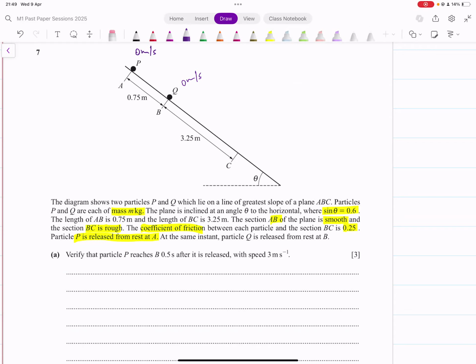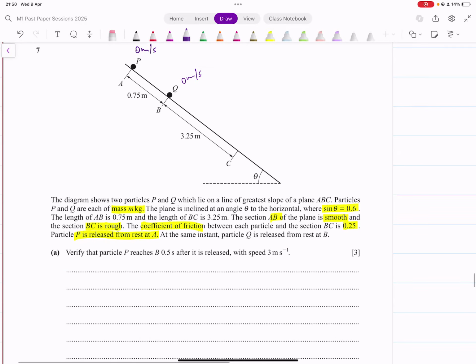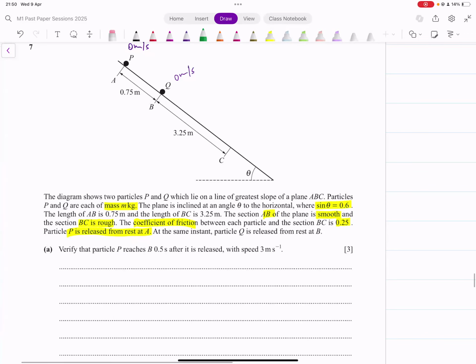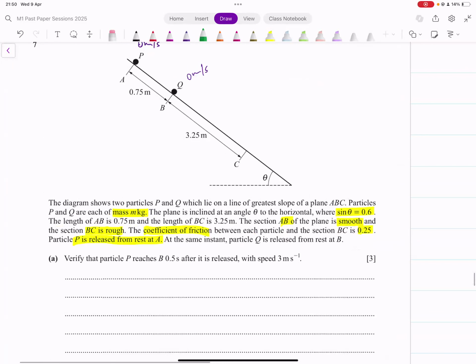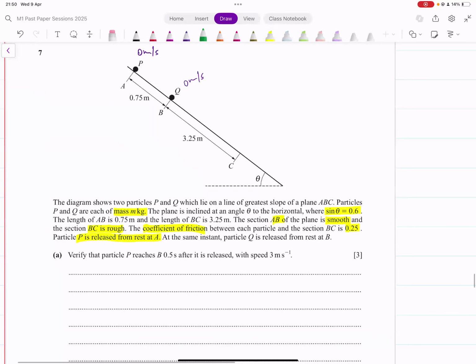How do we do this now? Particle P reaches B 0.5 seconds after it is released. What do we know about particle P? Remember, the AB part of the plane is smooth. It is a smooth inclined surface, where weight is the only force acting along the motion.